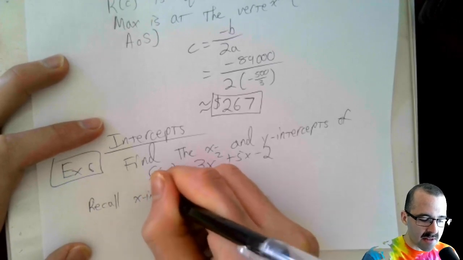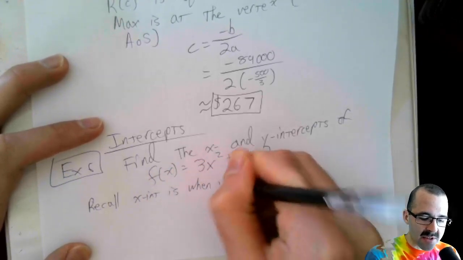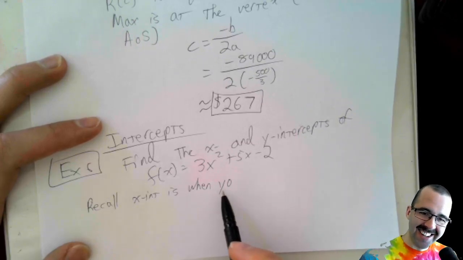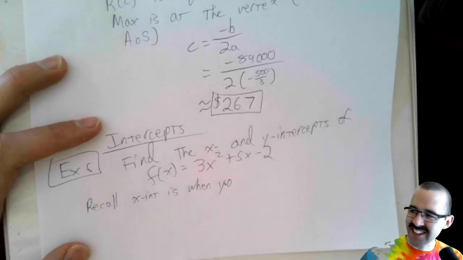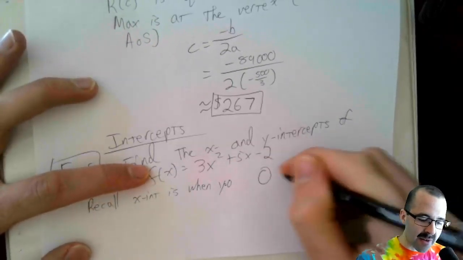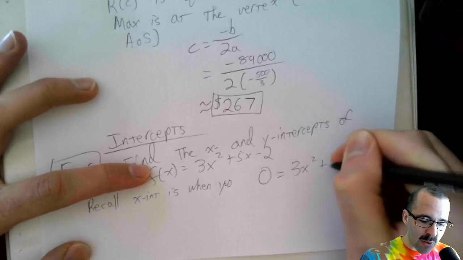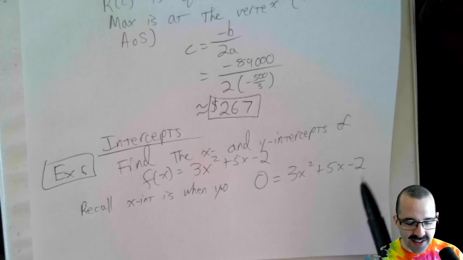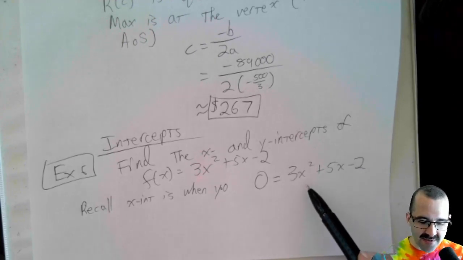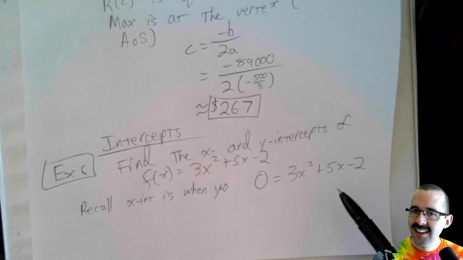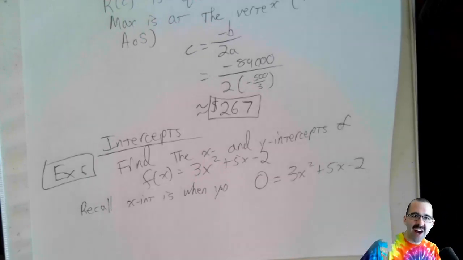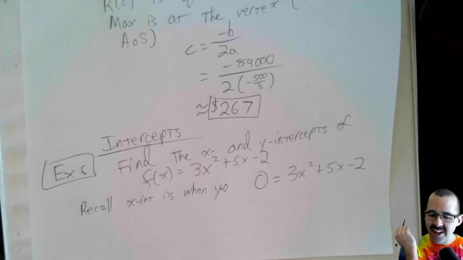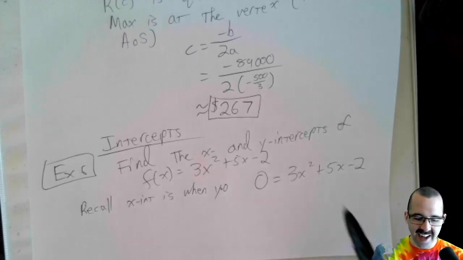the x-intercept is when y equals 0. When y is 0, what do we get? We get 0 is equal to 3x squared plus 5x minus 2. And good golly, that is a quadratic equation. How do we solve quadratic equations? We can factor, we can complete the square, we can use a quadratic formula.